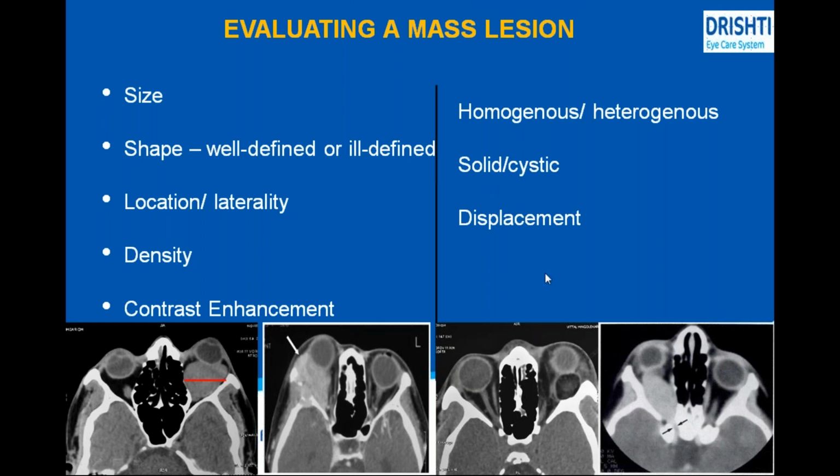Either it is solid or cystic. Solid or cystic means it is either a cystic mass or a solid mass. And displacement. The displacement of the optic nerve is there or not, that can be seen while evaluating a mass lesion. So while evaluating a mass, all these things have to be kept in mind.